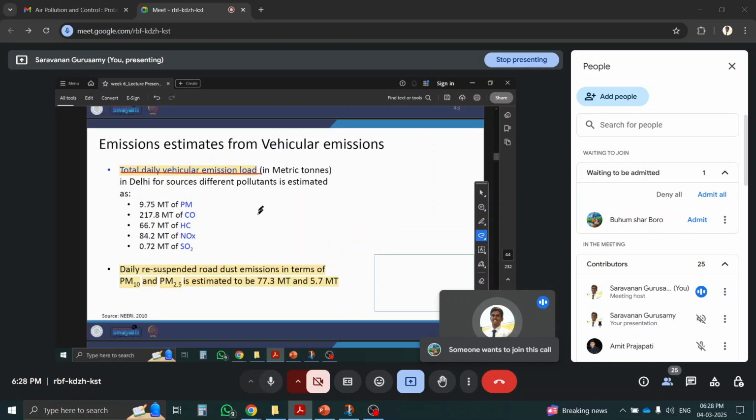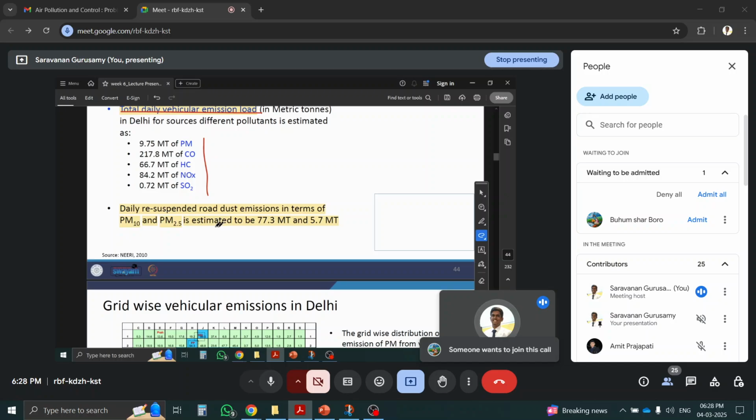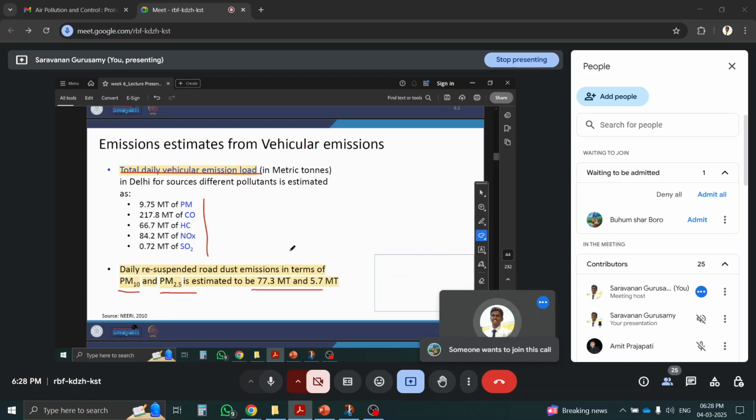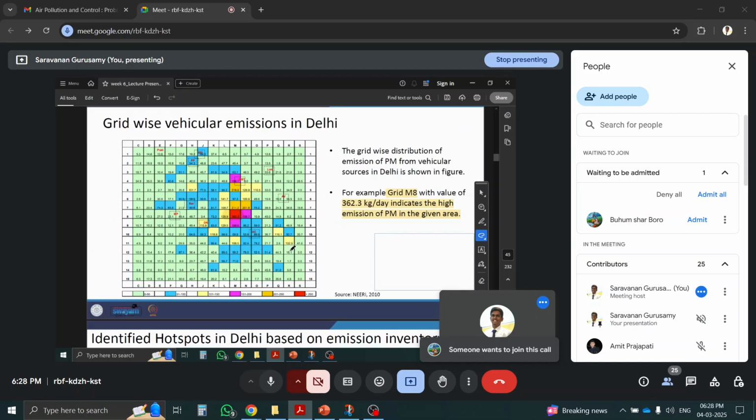Total daily vehicular emission load in metric tons was given here. So that is the base data they have used for Delhi. And the resuspension rate for PM10 and PM2.5 is also estimated as 7.3 and 5.7 metric ton. So this is the grid-wise vehicular emission.